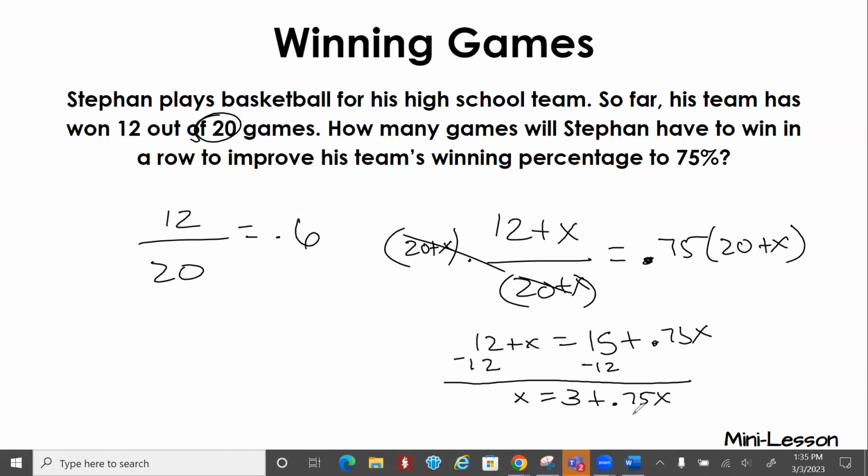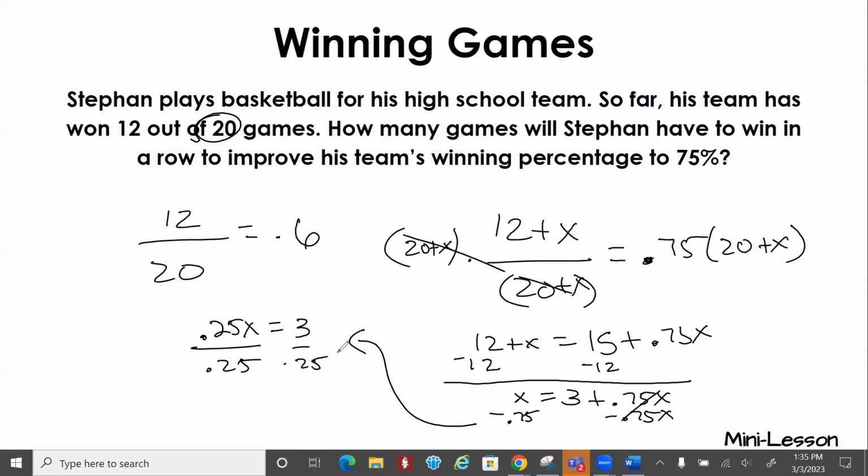And then we're going to move that 0.75x to the other side. And so that's going to give me 0.25x equals 3. If we divide by 0.25 on both sides, it'll be 12 games.